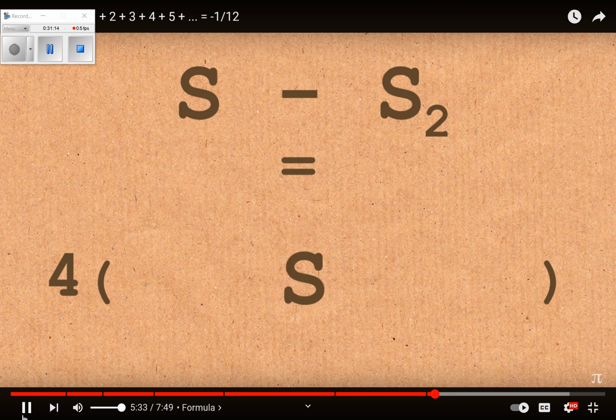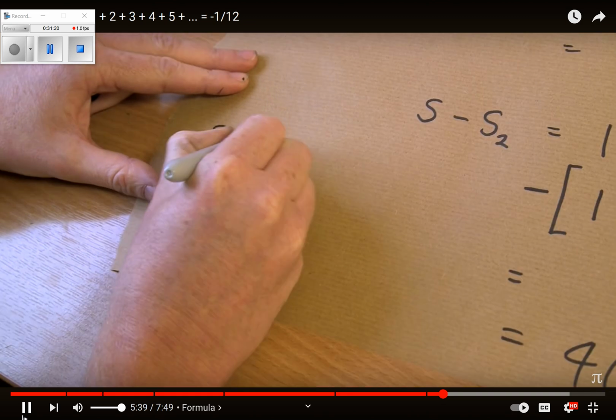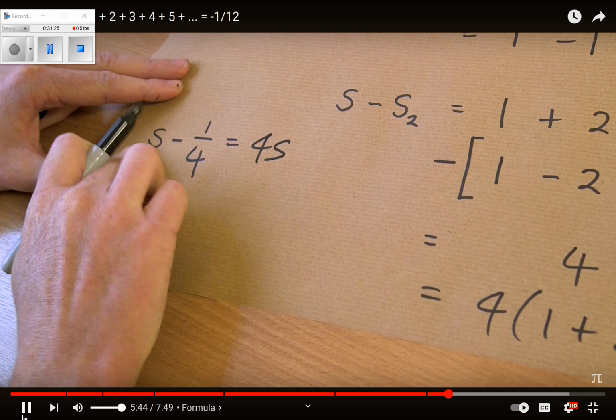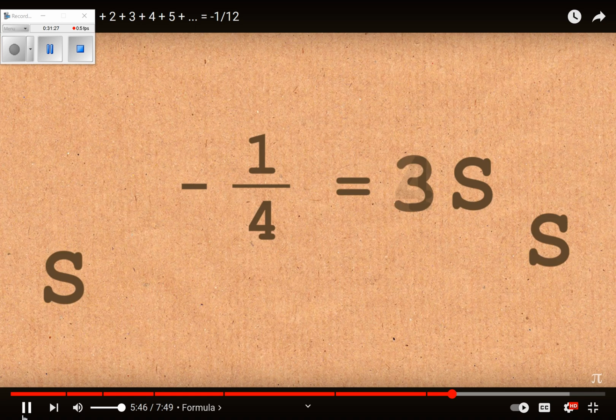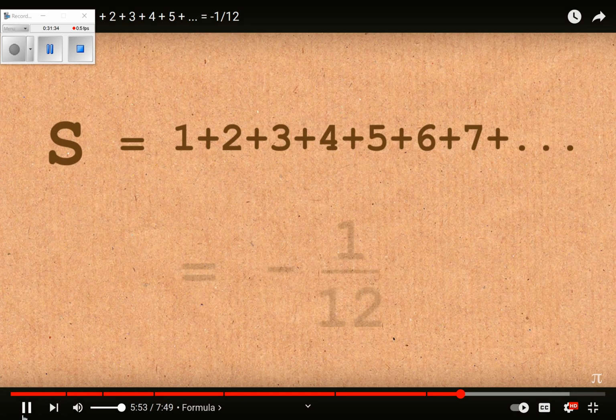Now I just solve this equation, right? Because I know what S2 is. So I have now the expression that S minus S2, which is a quarter, is equal to 4S. Okay, I take S from either side, so I get minus a quarter is equal to 3S, which implies that S equals minus 1/12. Now do you believe me? That's amazing. I love it. It's amazing.